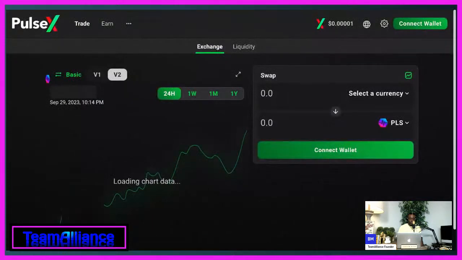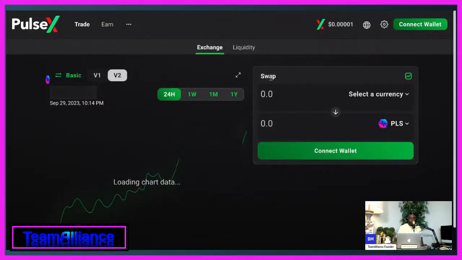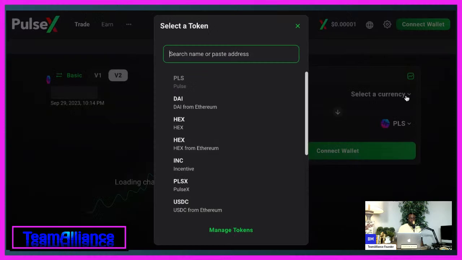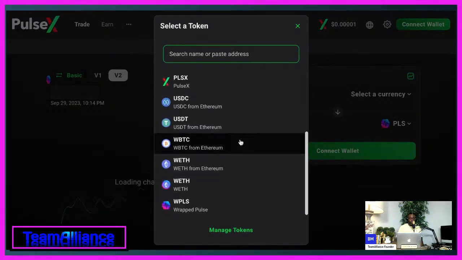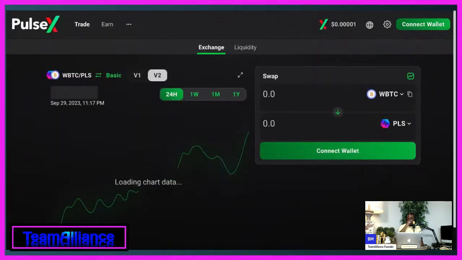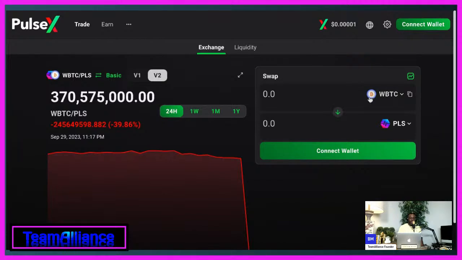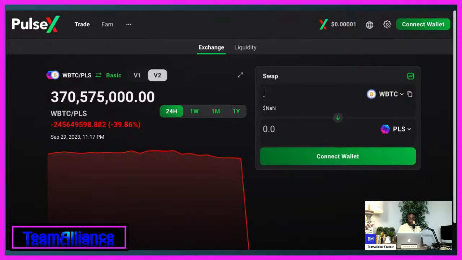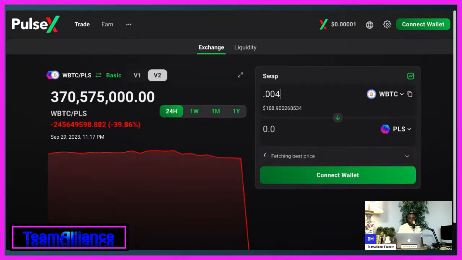So y'all see this? So this is PulseX. So what I do is I come here, and I'll come up here where it says select the currency, and I'll go to wrap Bitcoin. You see this WBTC? That's wrapped Bitcoin. So that's basically Bitcoin. So when I look at this right here, which is Bitcoin from Ethereum, I'll take that and I'll type in the same amount that I typed in over on Go Pulse, the 0.004.